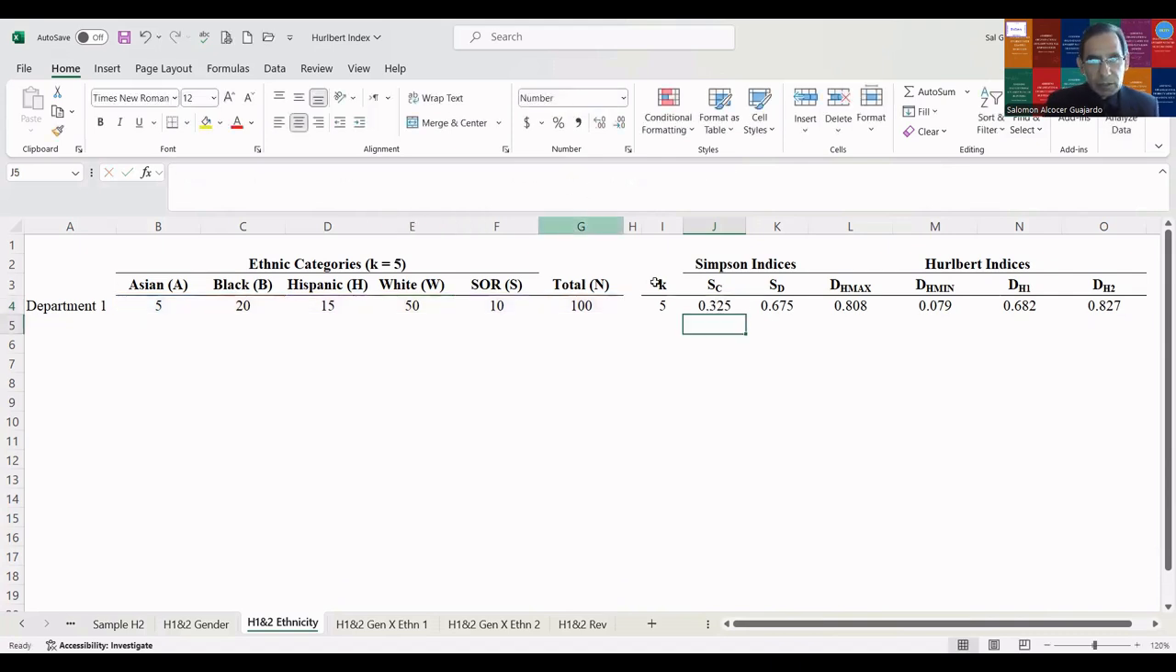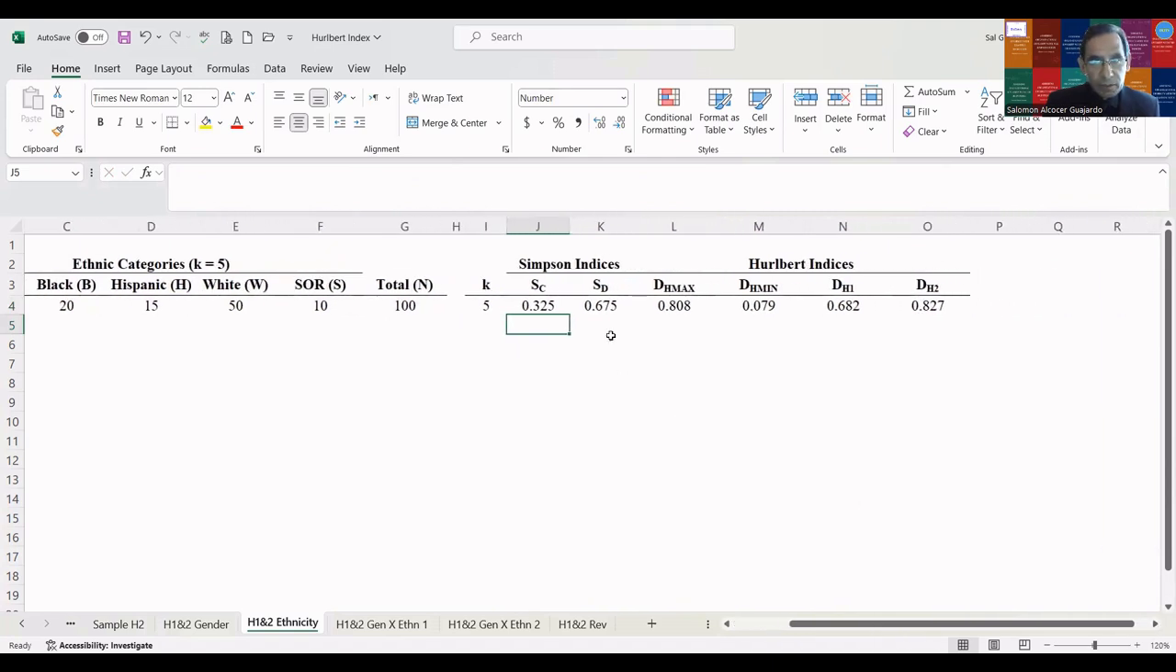So that gives me a concentration score of 0.325. Recall that the Simpson index is going to be 1 minus the similarity score, so it's going to be 1 minus 0.325. That's going to give me a 0.675 diversity score.